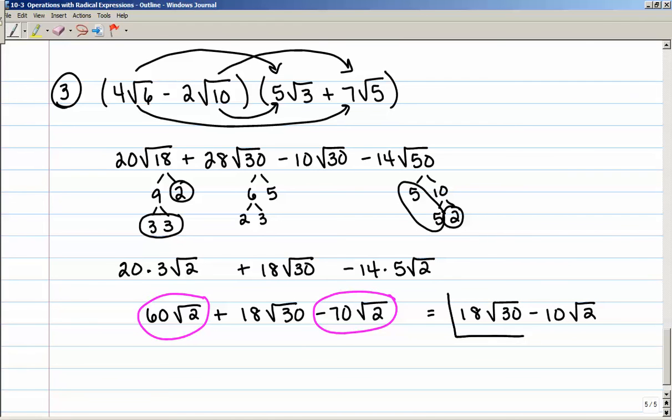So the main thing to remember in this lesson is you can only add or subtract radicals if they have exactly the same number underneath the square root sign. Otherwise, something like this is as simplified as it can get because I cannot combine a square root of 30 with a square root of 2.